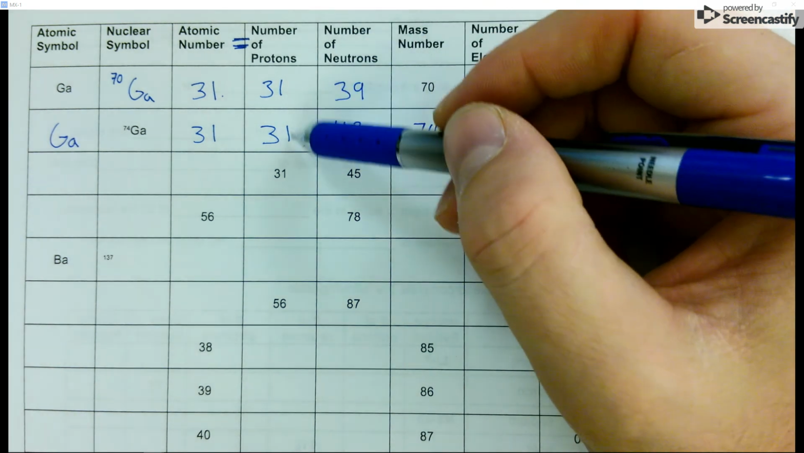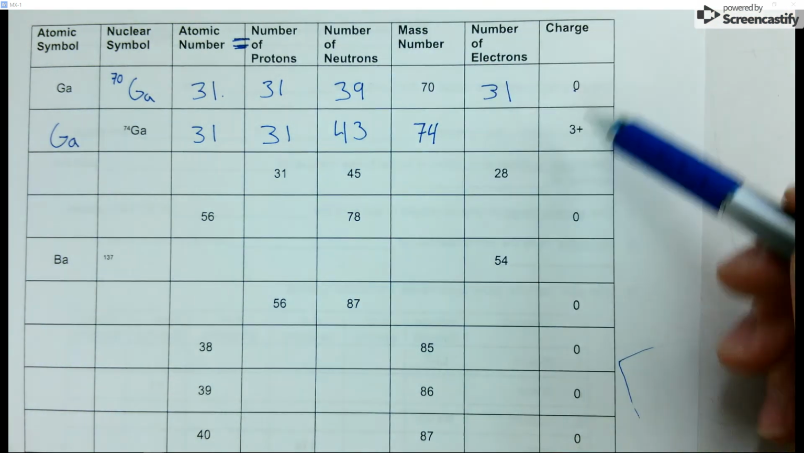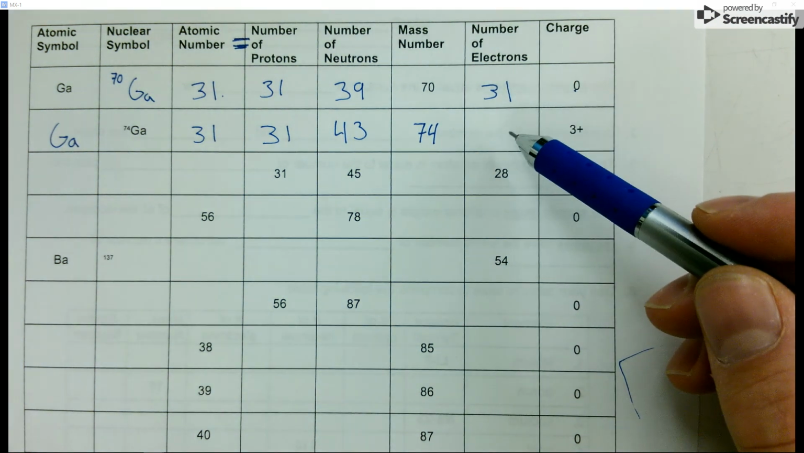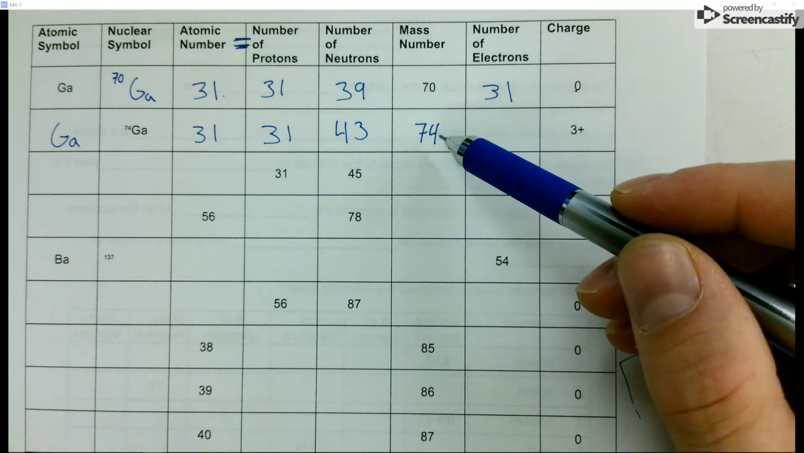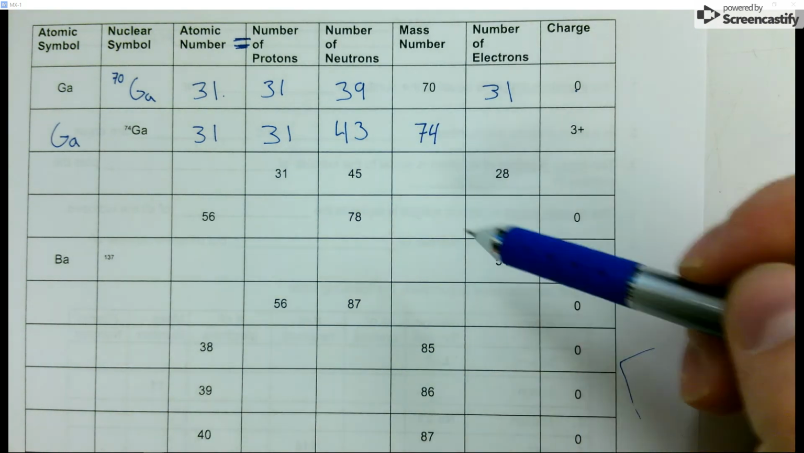And that makes sense because our mass number has increased by 4. We know we can't increase the protons without changing the element. We can't change the number of electrons because that doesn't change the mass at all. So the only way to get our mass to increase by 4 is by adding 4 neutrons.